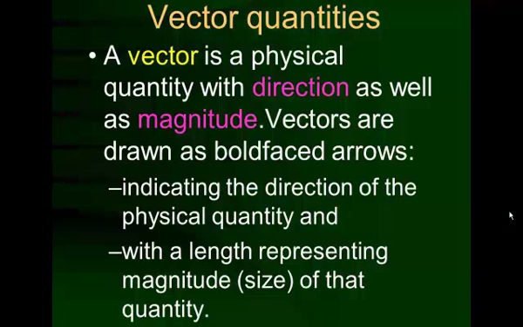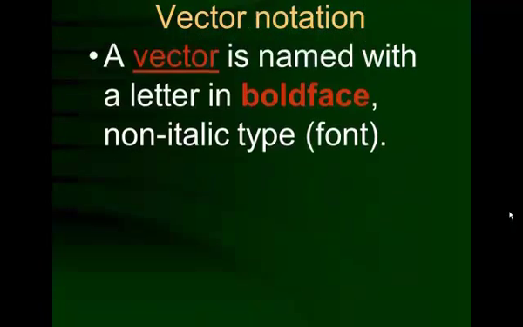A vector quantity is a physical quantity that has direction as well as magnitude, and magnitude is something like size or amount. Vectors are drawn as bold-faced arrows. We're just going to draw them as arrows, and they indicate the direction of the physical quantity, and the length represents the magnitude or the size of that quantity.